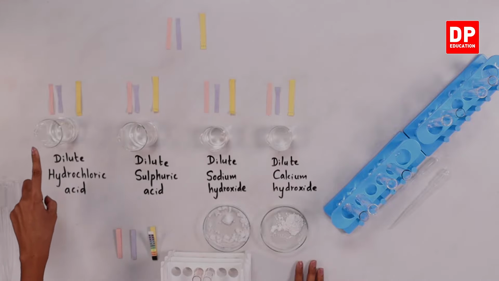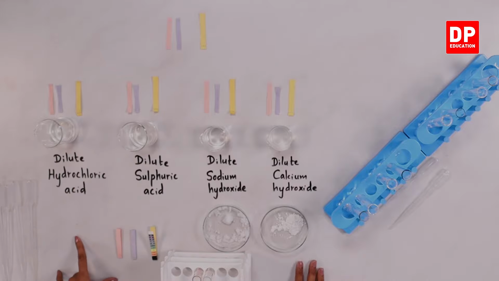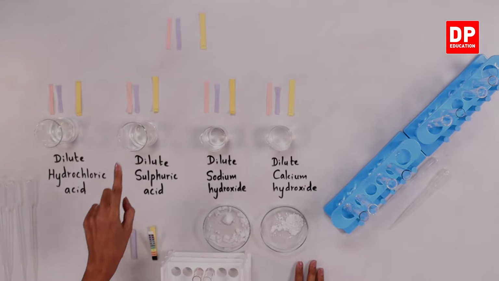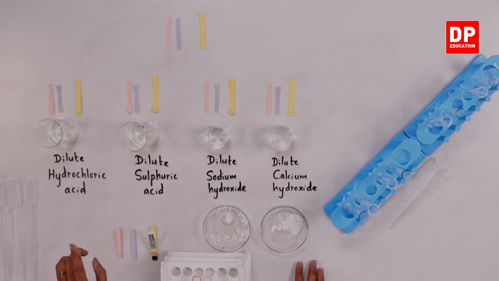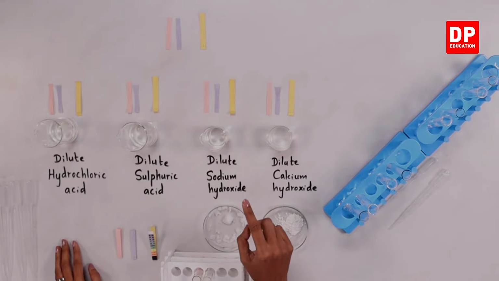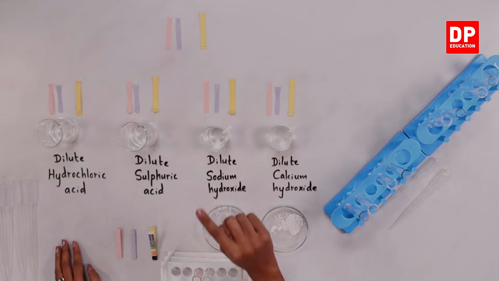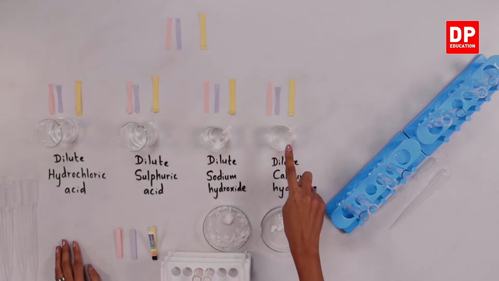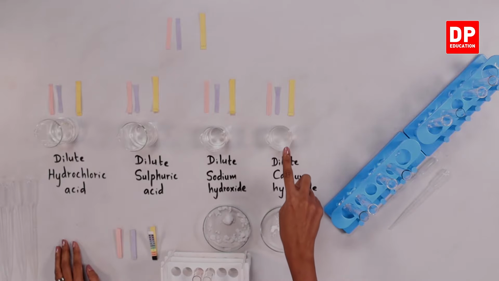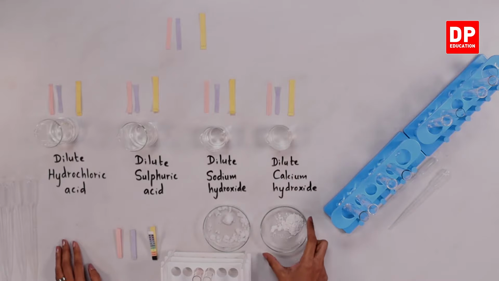This is dilute hydrochloric acid, a colorless solution. And this is dilute sulfuric acid, that is also colorless. And these two are bases, dilute sodium hydroxide. Now you all can see this is sodium hydroxide crystals, which means solid sodium hydroxide, and this is the colorless dilute sodium hydroxide solution. And the last one is dilute calcium hydroxide solution, and this is the solid calcium hydroxide.